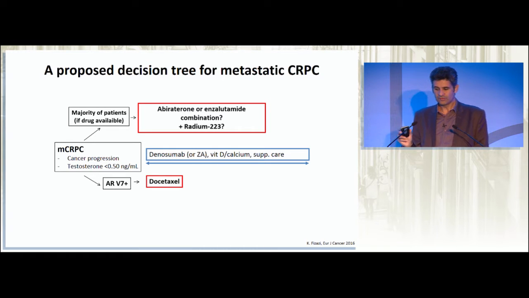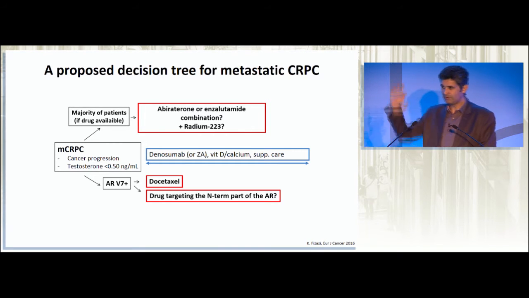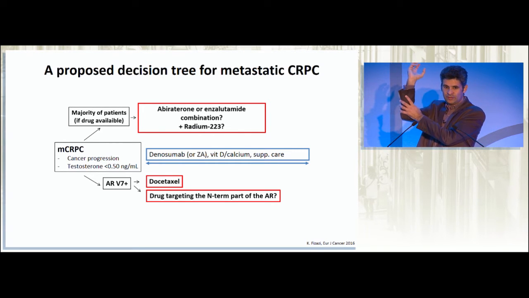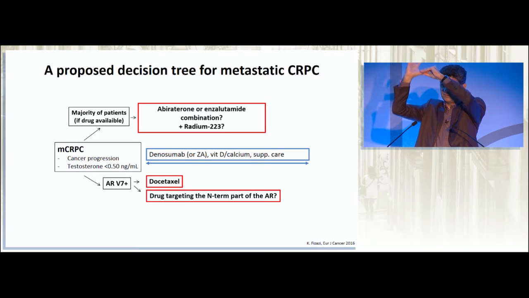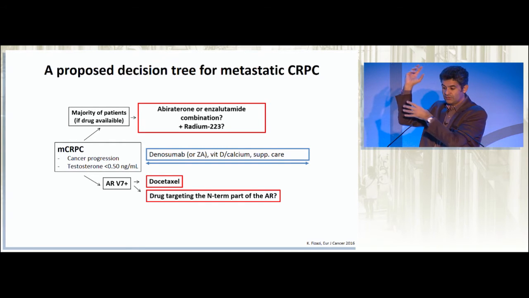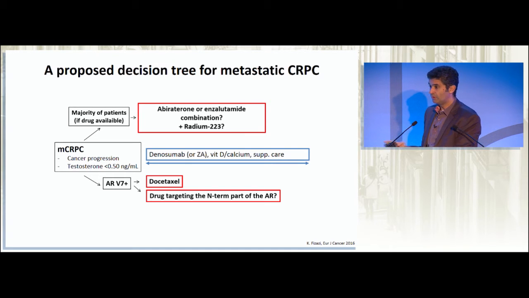Now, for patients with a specific subgroup in the near future, perhaps for V7 positive cancer, we'll go straight to chemotherapy, or, and that would be very nice, remember what I explained with my arm. This is the N-term part. We need to invent drugs that can target that, because all drugs that we have are targeting the C-term part. These drugs targeting the N-term part are available in the lab. We need to know whether they work in humans, and the phase 1–2 trials are just arriving.